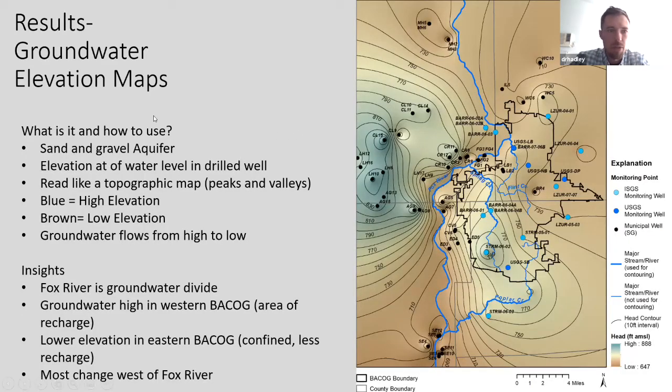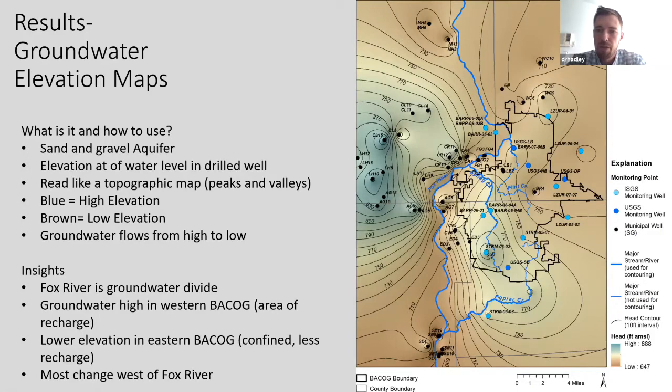Okay, so now I wanted to go through the maps of groundwater elevation. These can be somewhat confusing. Really what these represent is the elevation at which the water will be in a well if you were to drill at that particular location. So theoretically, if you were to drill a well right here, you would expect that elevation of water in that well to be at 750 feet above mean sea level.